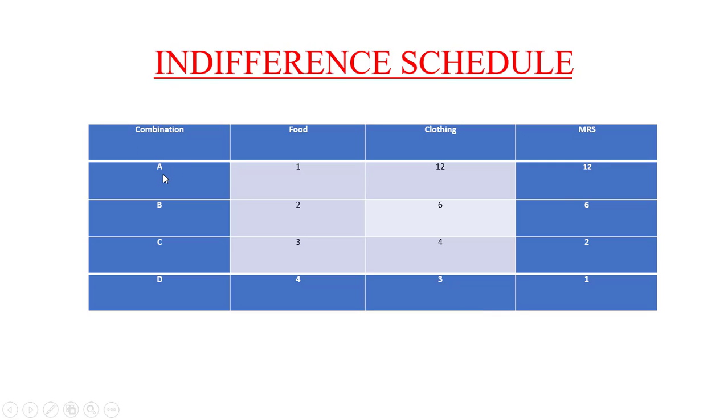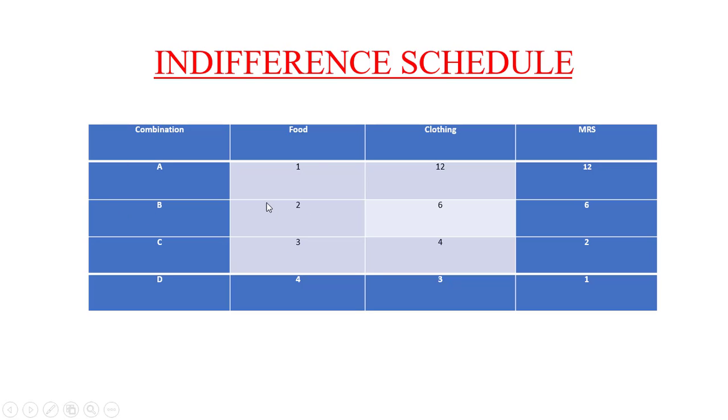The first combination is A. A is the combination of food and clothing, that means one item of food and 12 items of clothing. When you have these two, we have the marginal rate of substitution. Remember, M stands for marginal, R stands for rate, and S stands for substitution. You can write it down. When you have 1 unit of food and 12 units of clothing, the MRS is 12.